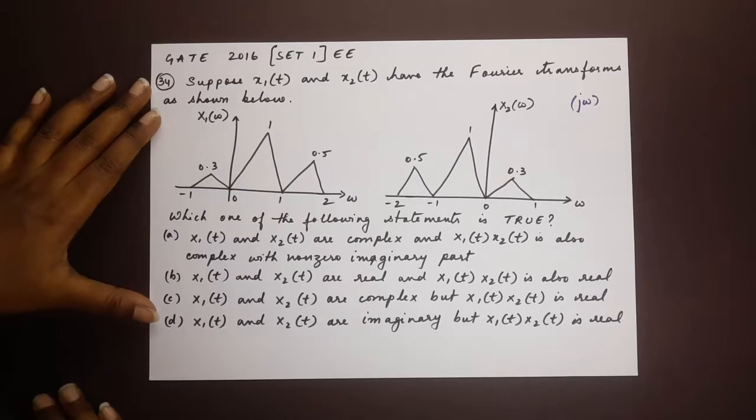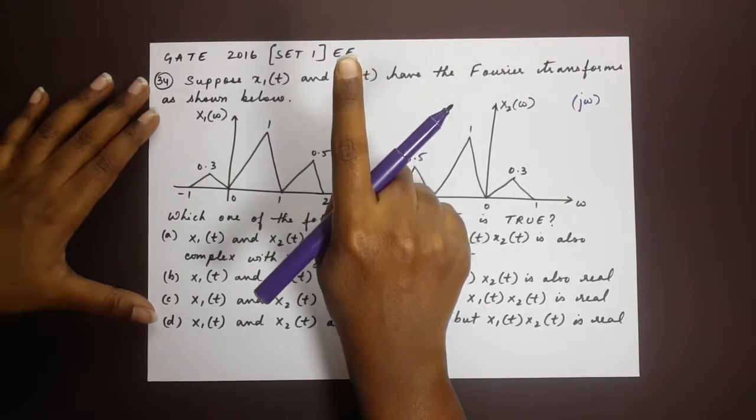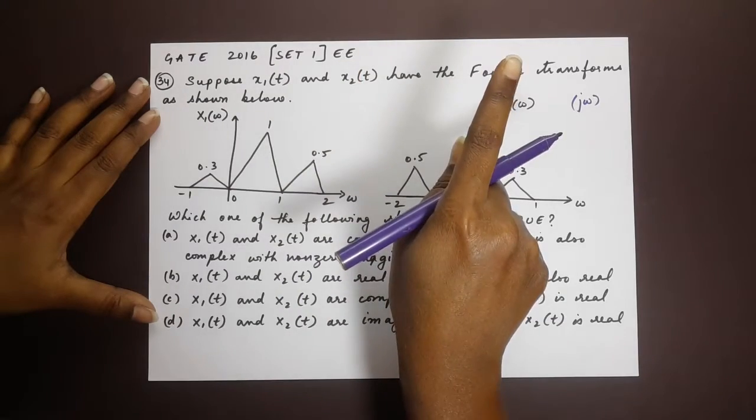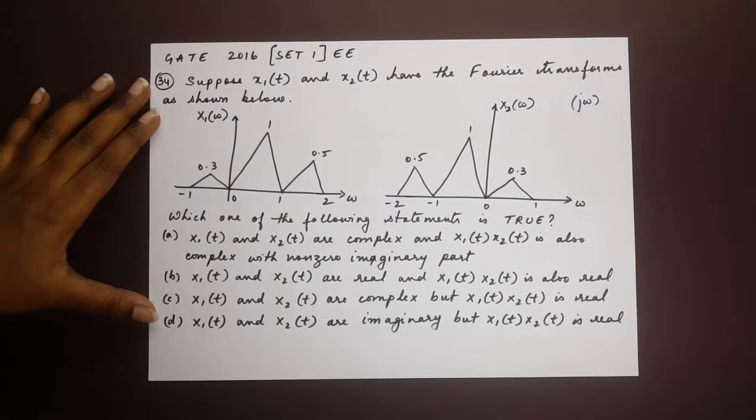x1 of t and x2 of t are complex. x1 of t and x2 of t are also complex with non-zero imaginary parts. Okay, so basically all of the options deal with either x1 of t and x2 of t being real or complex, and the multiplication of both being real or not. Okay, let's check it out now.